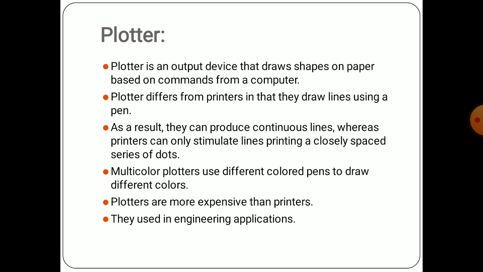As a result they can produce continuous lines, whereas printers can only simulate lines by printing a closely spaced series of dots. So what happens in the printers is the line is imagined by itself, the lines will not be drawn, and the content will be displayed as a combination of dots, whereas in your plotters the entire content is drawn in the format of lines.